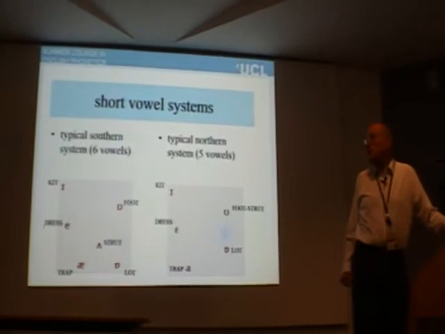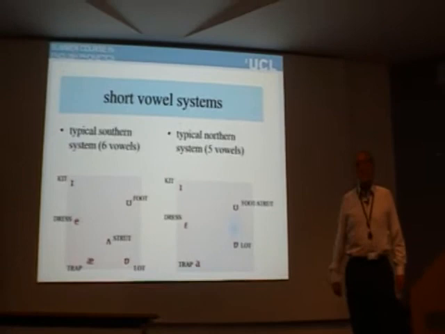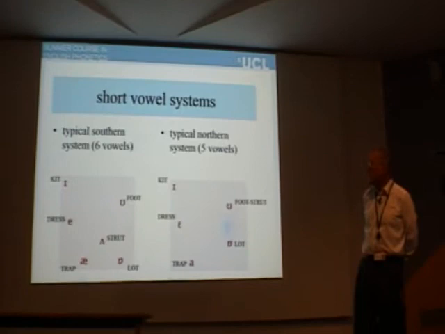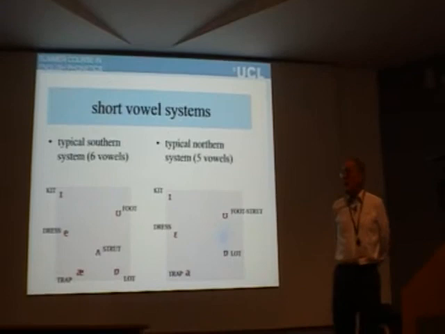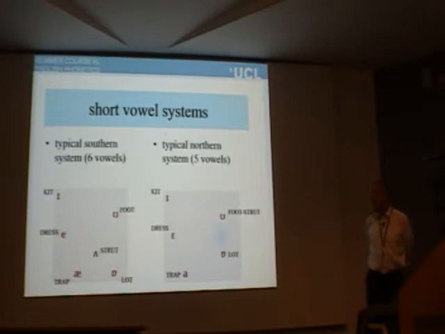It means that in the southern system that we have in RP, on the left there, we have six stressable short vowels, six strong short vowels: kit, dress, trap, strut, lot, foot. But in the north, we have only five strong short vowels, only five stressable short vowels.